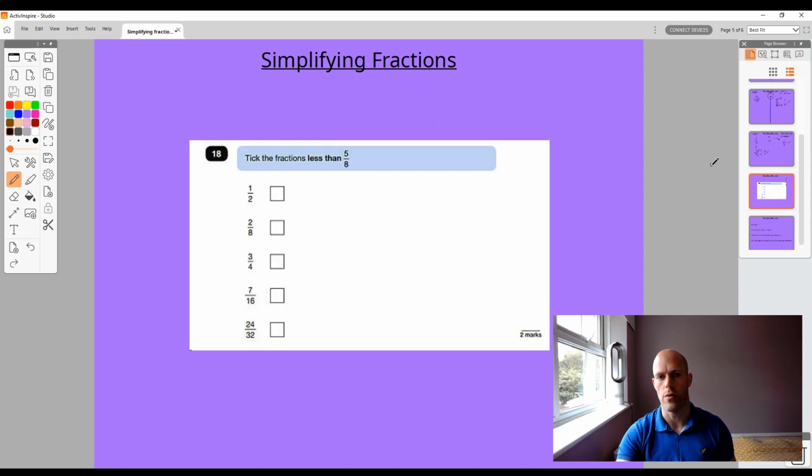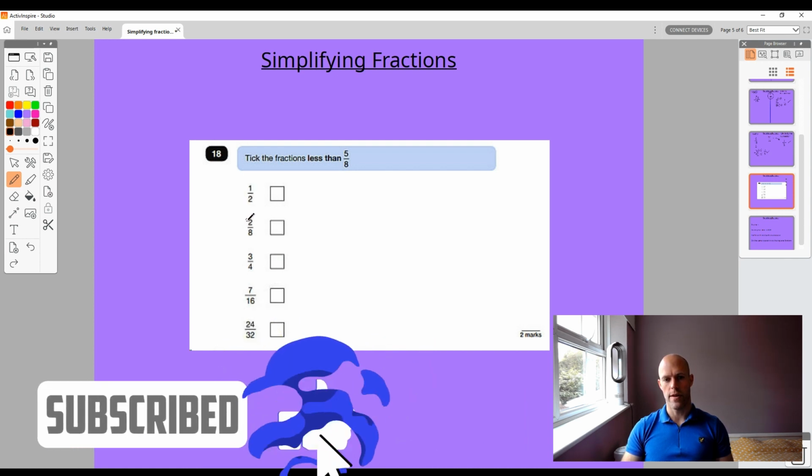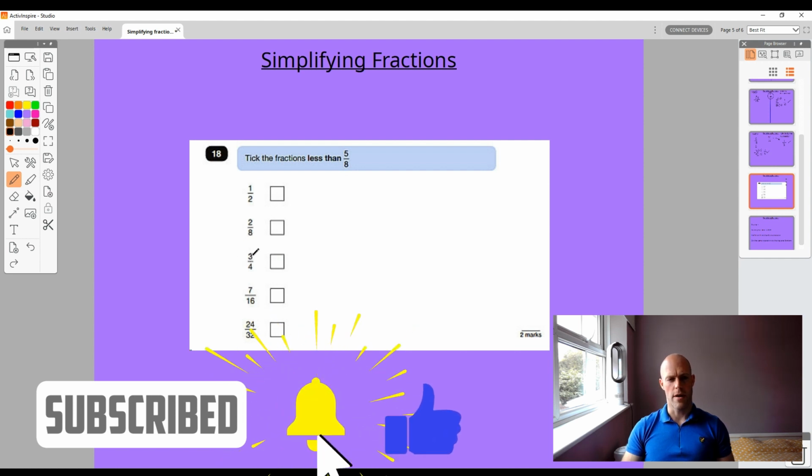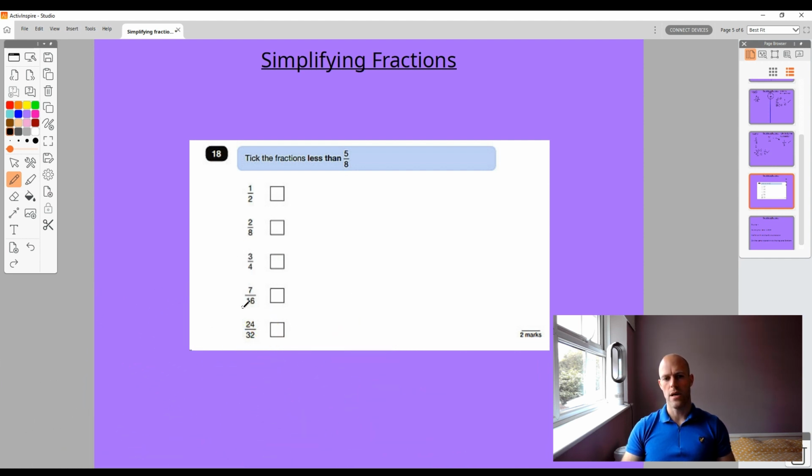Let's move on to an actual SATs question here, which is tick the fractions that are less than 5/8. Now, there's an extra step here because we need to really apply what we know already. So it's not always about simplifying it, but we need to make all these denominators the same because you've got a denominator of 2, 1 out of 2. You've got a denominator of eighths here. Okay, fine. You've got a denominator of quarters here, denominator of 16 and denominator of 32.